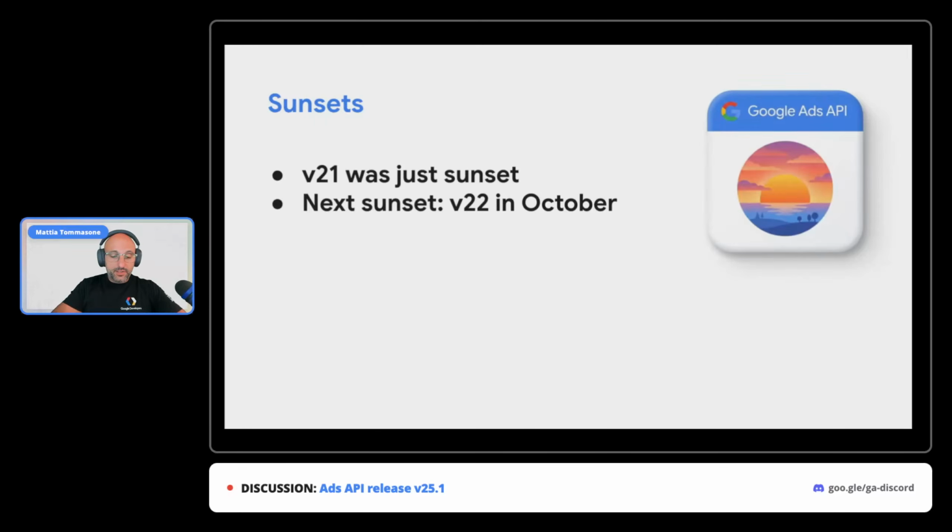As you know, aside from doing releases, we also do sunsets, and we just did one. The release that we did for client libraries yesterday included not just the new features in V25.1, but we also removed support for V21 because it was just sunset in the first week of August. Generally speaking, major versions of the API have a lifespan of around a year. So V21 was released in summer of 2025 and it was just sunset. V25, which came out last month, is going to be sunset in the summer of 2027. And the next version to be sunset is going to be V22, which is due for sunset in October.